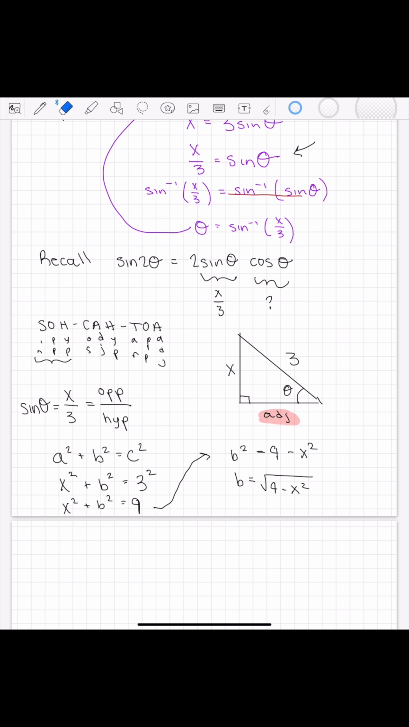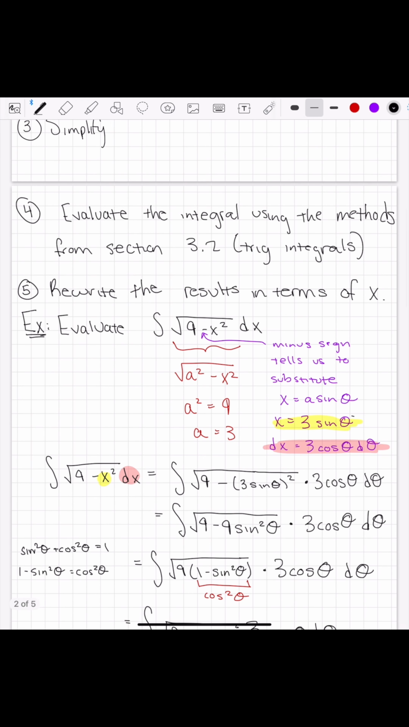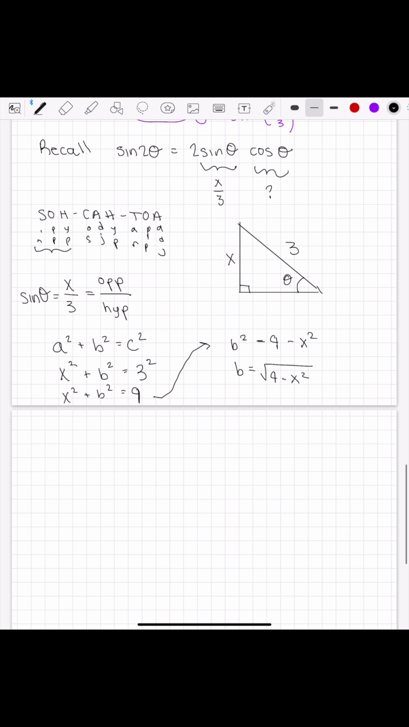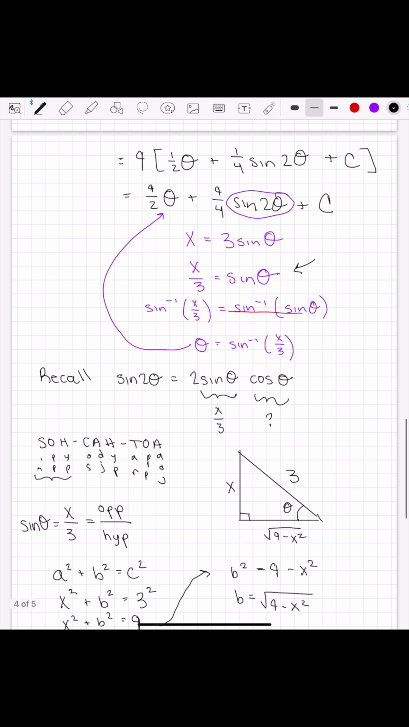And one hack is that the third side of the triangle, if you set it up correctly, should always come out as the part of the square root of your integrand. So this side is the square root of 9 minus x squared. So now we know cosine theta, right? That tells us the adjacent side over the hypotenuse. So we just figured out what the adjacent side is. That's the square root of 9 minus x squared, and the hypotenuse is 3. Okay, so now we can plug all of this into our answer.